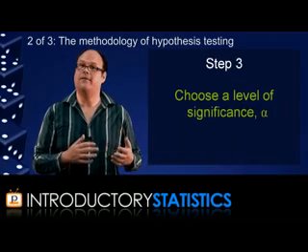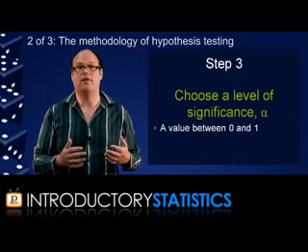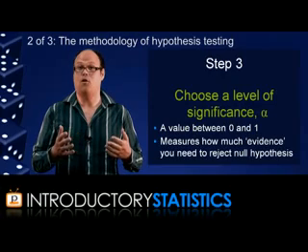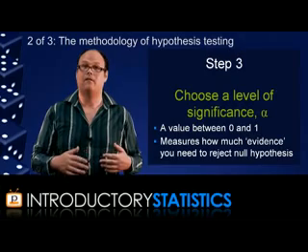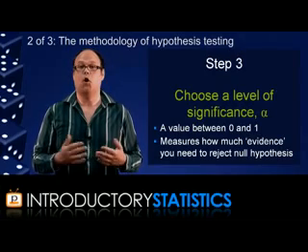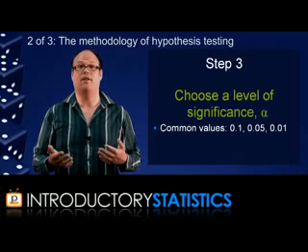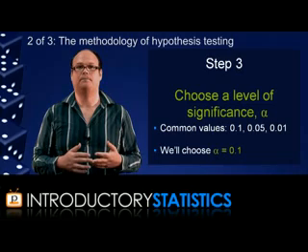Next, we choose a level of significance for the test. This is a value between 0 and 1 and is denoted by alpha. Alpha is a measure of how much evidence you want before you agree to reject the null hypothesis. The lower the alpha, the more evidence you need. Some common levels of significance are 0.1, 0.05 and 0.01. Let's say in the basketball example we choose 0.1.